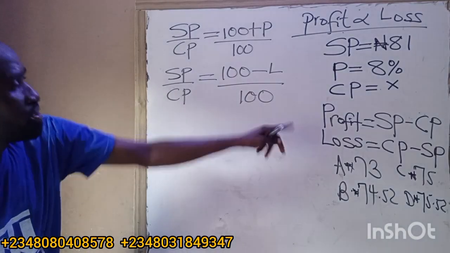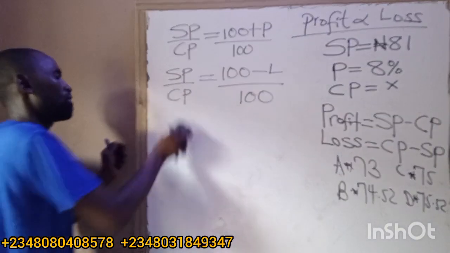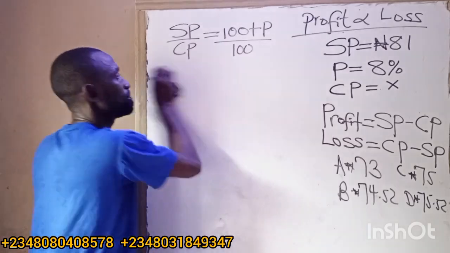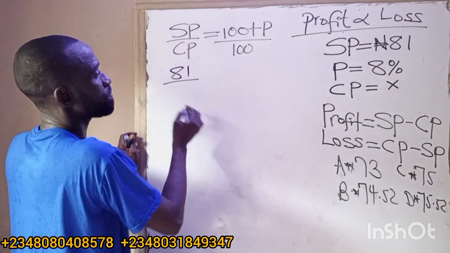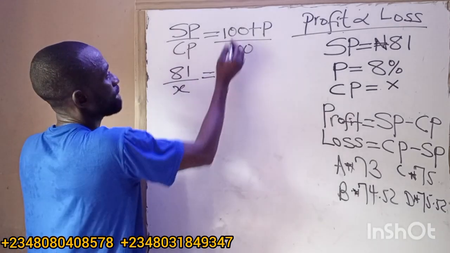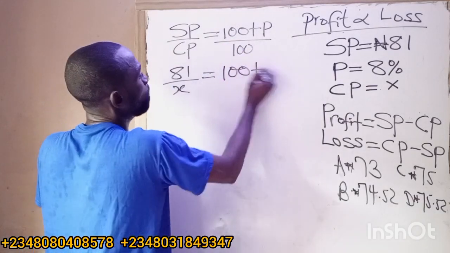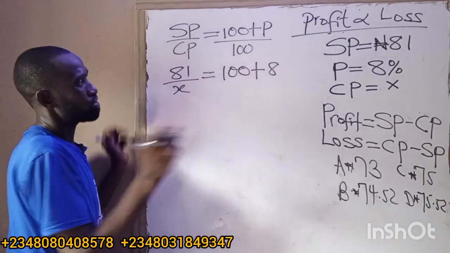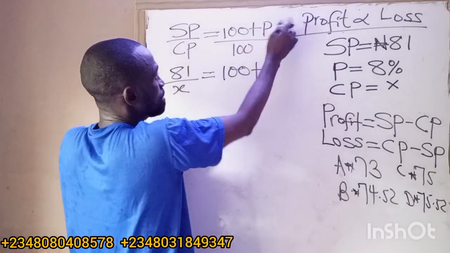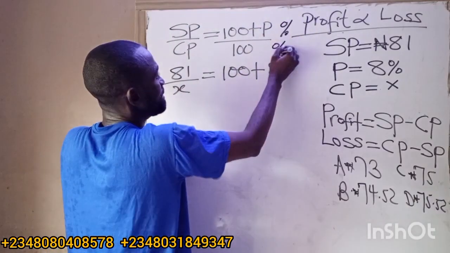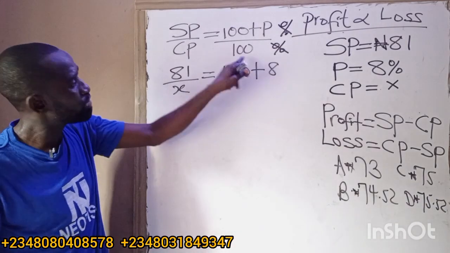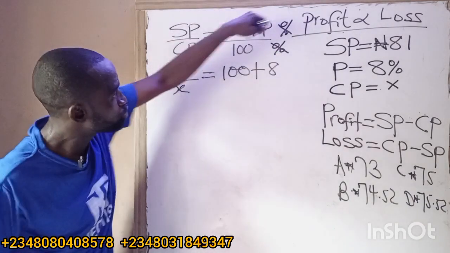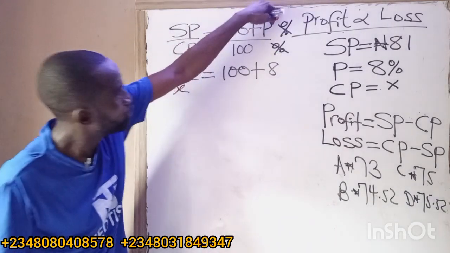So let us just input the given parameters. That's all. We don't need to stress ourselves. So what's the selling price? It's 81 naira. Put 81 here, all over cost price, we don't know, X, is equal to 100 plus P. That would be 100 plus 8. Because this one is a percentage, everything else is percentage, percentage here, percentage here. So percentage will cancel percentage. That was why I just put ordinary 8 here. This 100 is in percentage, and everything here is in percentage. Percentage will cancel out percentage.